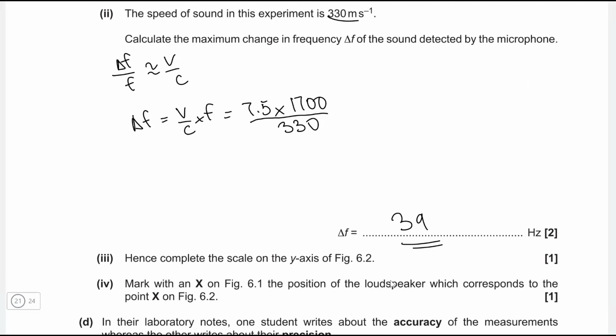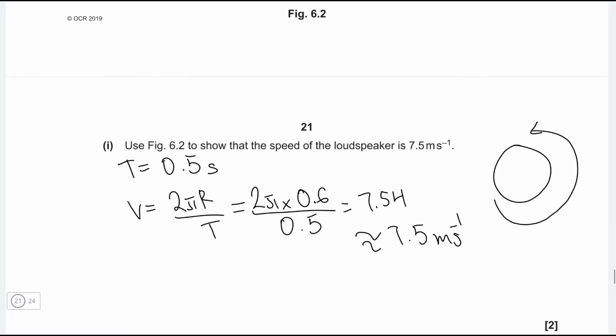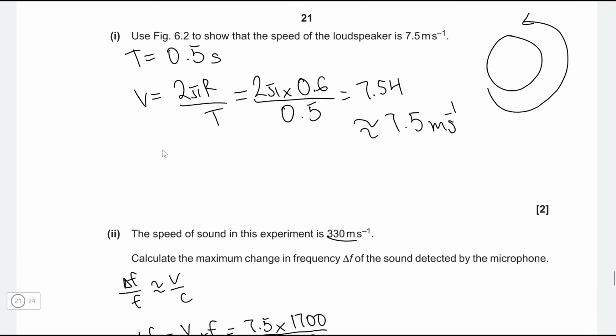Now let's complete the scale on the y-axis on figure 6.2. Because our change in frequency will be 39 Hertz, this means that the frequency will be changing by that amount. So our maximum perceived frequency will be 1739 Hertz, so 1700 plus 39, and our minimum perceived frequency will be 1700 take away 39.